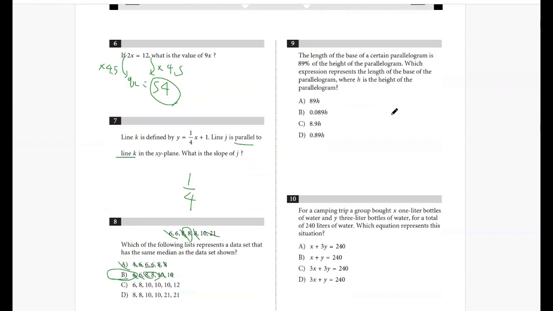The length of the base of a certain parallelogram is 89% of the height of the parallelogram. So length is 89% of the height. Because this is a percent, don't forget to divide by 100. So D is the correct answer.